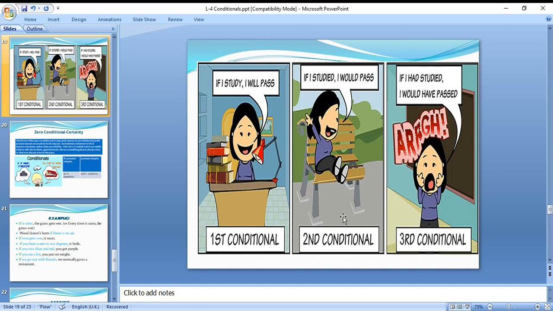On the second condition, if I studied, I would pass. Now this is an imaginary condition. And in the third, if I had studied, I would have passed. This is unreal past, that time had already gone.